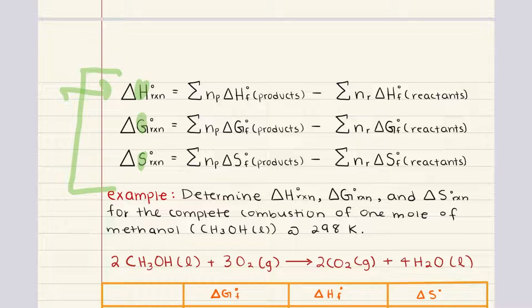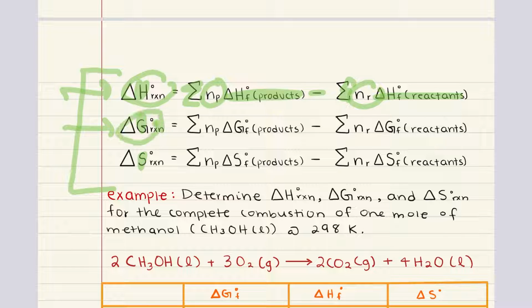Let's start with the standard enthalpy change for the reaction. The standard enthalpy change of a reaction is calculated by taking the sum of the standard enthalpies of formation for the products, each multiplied by their respective stoichiometric coefficients, and then subtracting it from the sum of the standard enthalpies of formation of the reactants, each also multiplied by their respective stoichiometric coefficients.